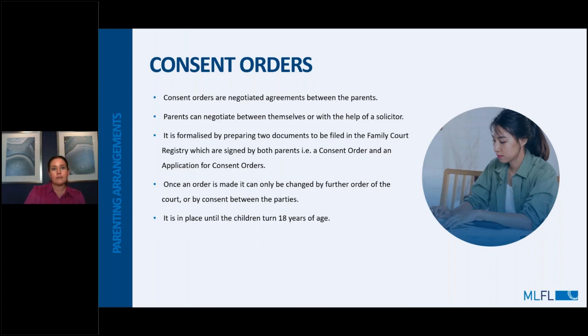Once an order is made, it can only be changed if parties agree down the track and consent to that, or if they go back to the court and ask the court to make it. In that sense, a consent order is less flexible than a parenting plan because technically a consent order is in place until children turn 18.